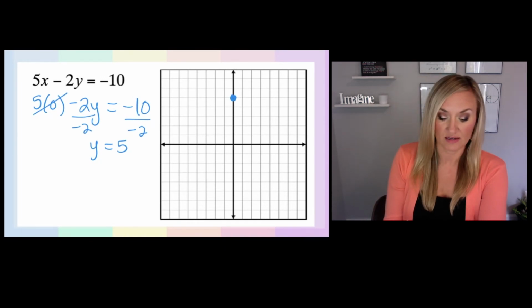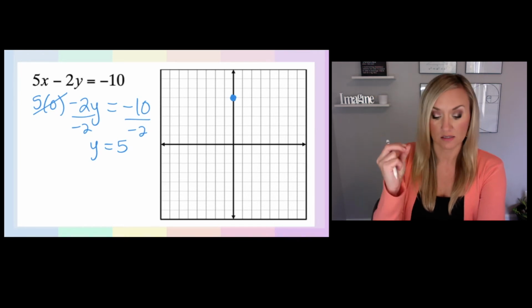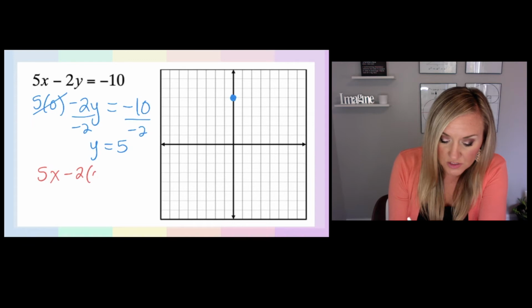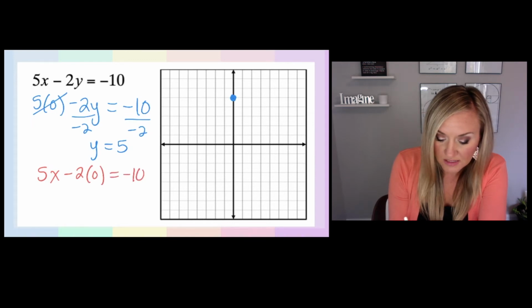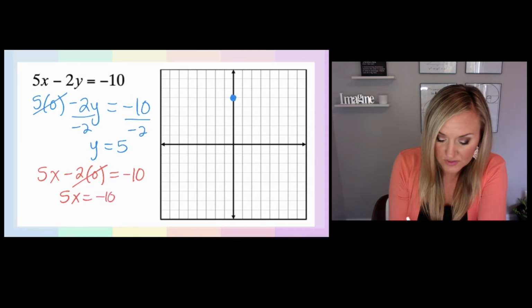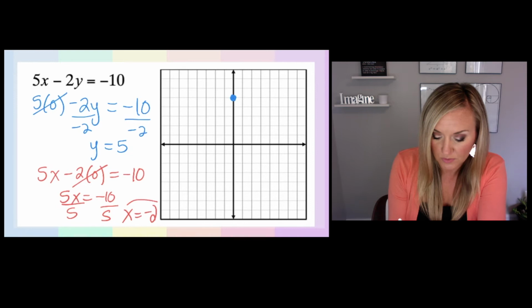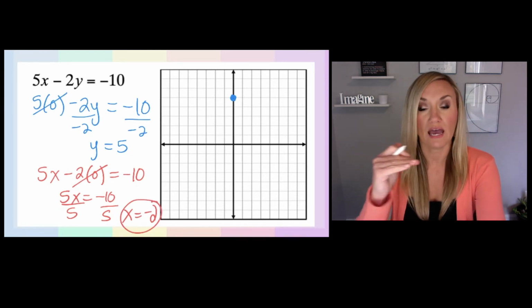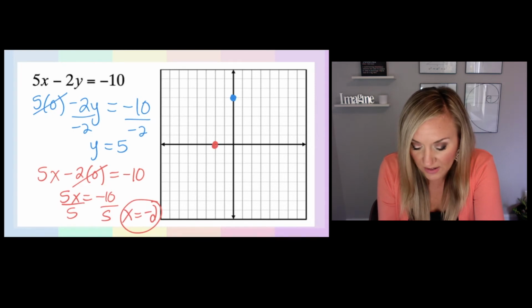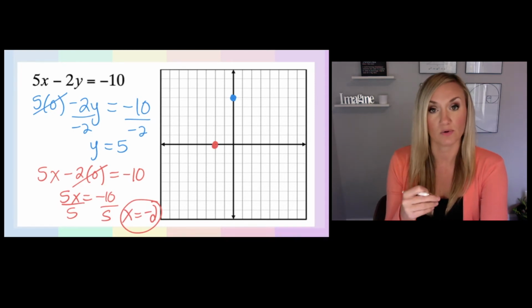Now let's find the x-intercept. Let's plug in 0 now for y. So now I have 5x minus 2 times 0 equals -10. So now I have 5x equals -10, and when I divide by 5, my x is -2. So now on the x-axis, find -2, and that is your x-intercept, (-2, 0).